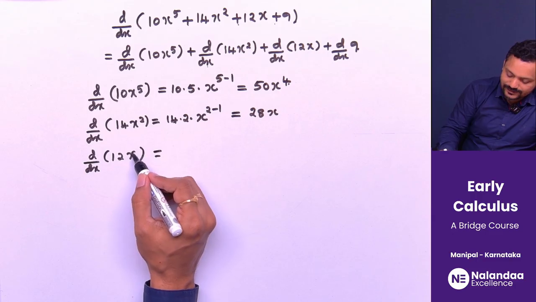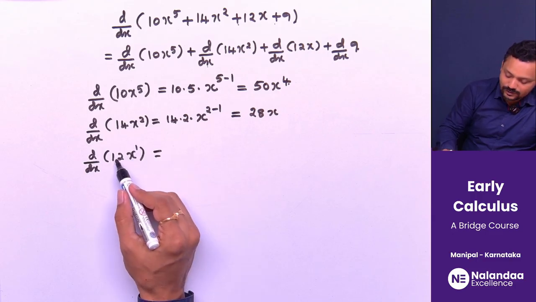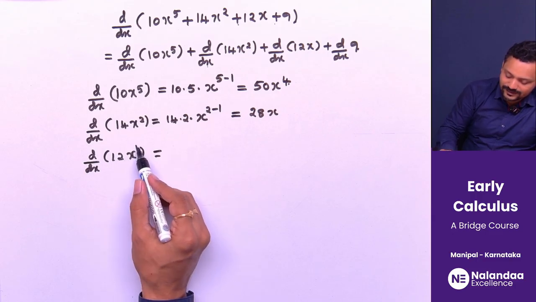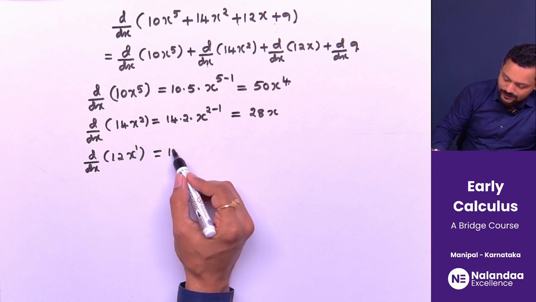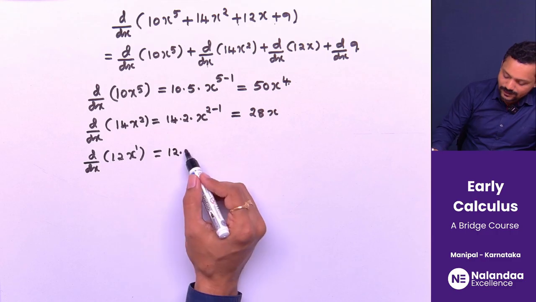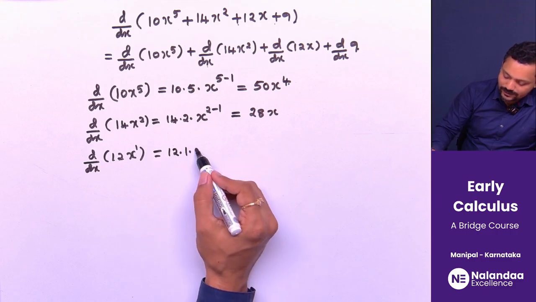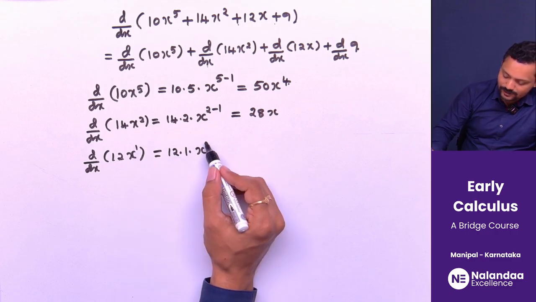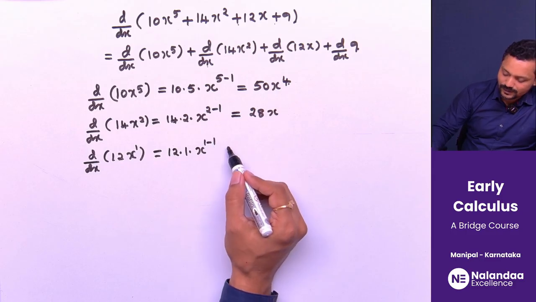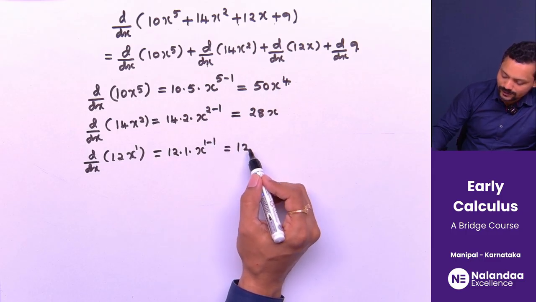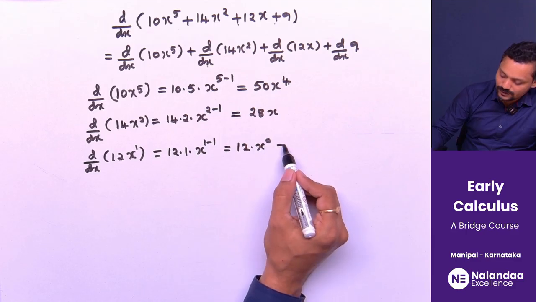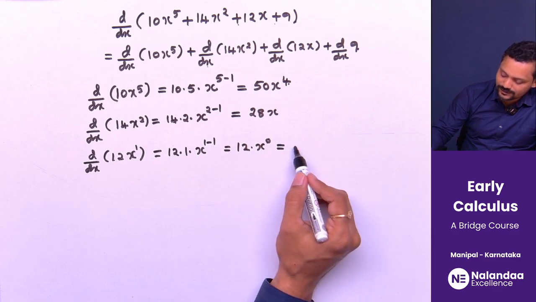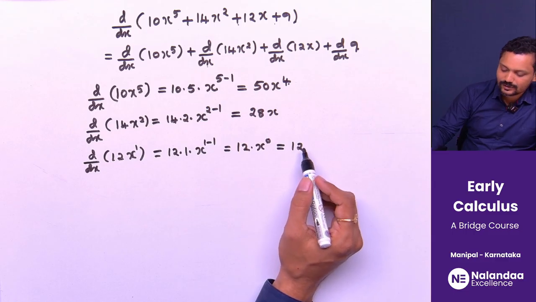Now we can treat this x as x power 1, so that this is of the form a x power b. So we write the coefficient 12, we write the power, that is 1, into x, reduce the power by 1. So you will get 12 into x power 0. Now since x power 0 is 1, the answer is just 12.